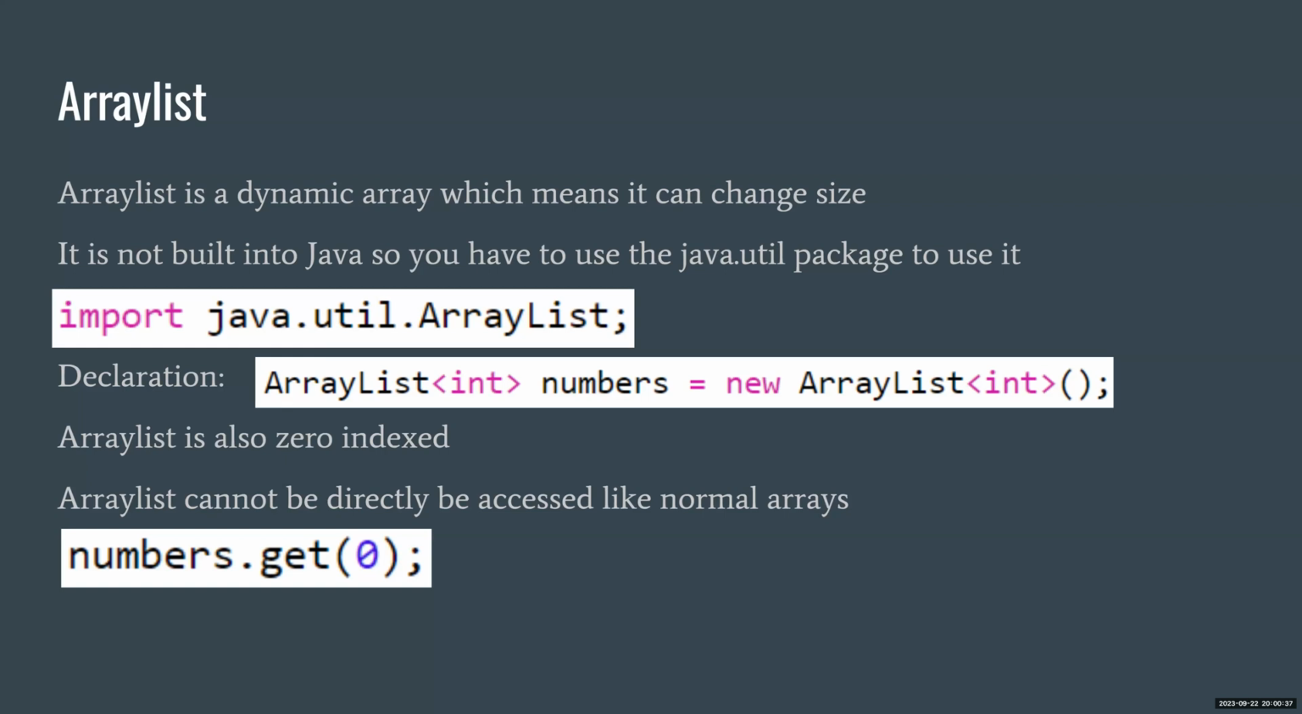And array lists can also not be directly accessed like normal arrays. So earlier we saw that with normal arrays, you can just type the name of your array, like let's say numbers, numbers bracket zero, and that'll give me the first value of my array, right? Now you have to use a function to do it. So here we have a function called dot get. If I type the name of my array list and then use dot get and then the index, that'll give me the value from the index, right? So if I do numbers dot get zero, it's giving me the value of the first index of the array list.